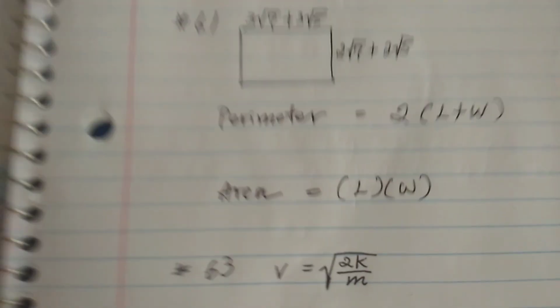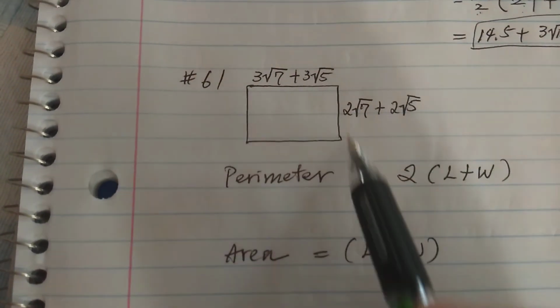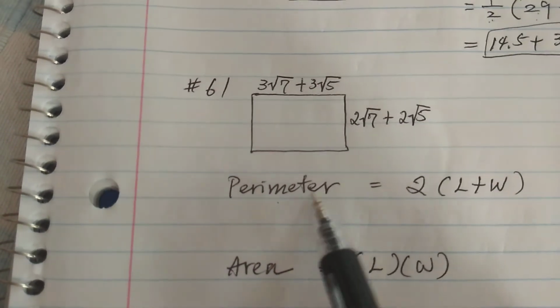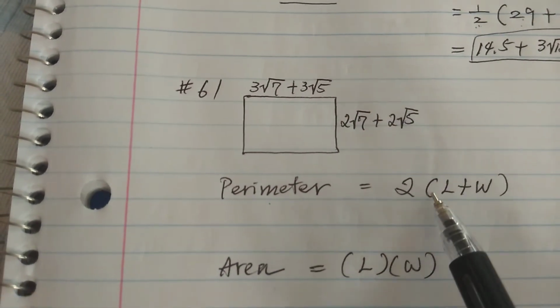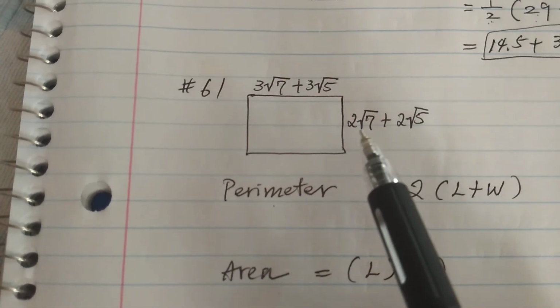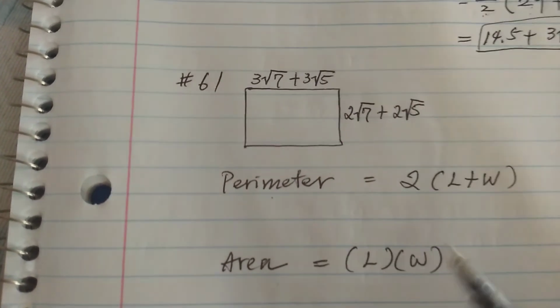Next question, 61. For question 61, it's a rectangle. They're asking for the perimeter and the area. So let's do the perimeter first. The perimeter is 2 times L plus W. Here's your L, here's your W. So you're going to add them together and then multiply by 2.